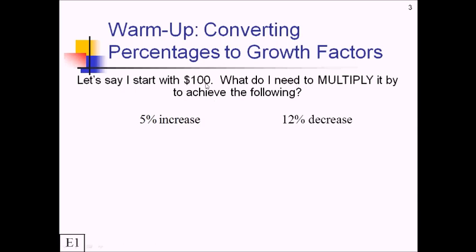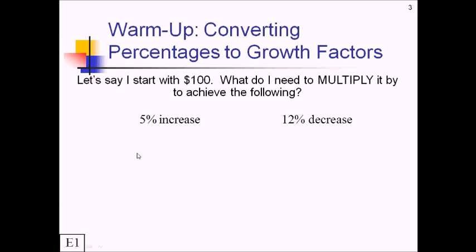Let's say I start with $100. What do I need to multiply that by to achieve the following? 5% increase, 12% decrease. Pause the video and see if you can figure this out. Alright, so for my 5% increase, I basically want to increase from $100 to $105. So what do I have to multiply $100 by to get $105?